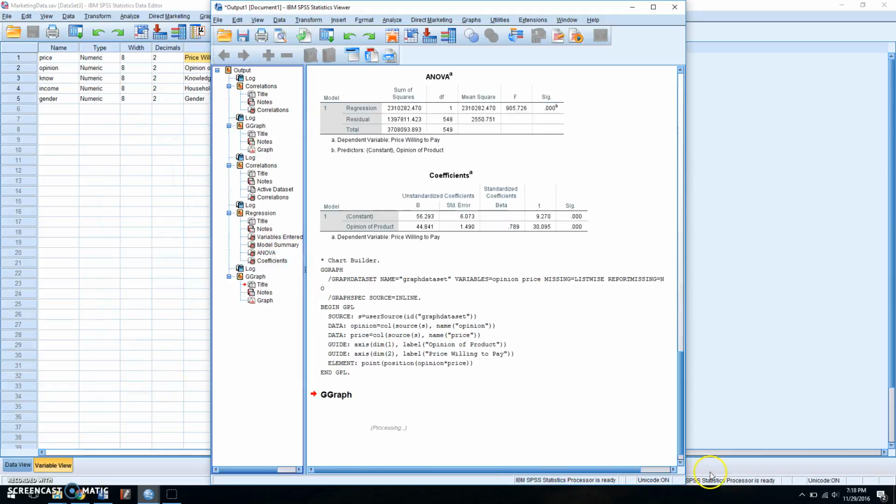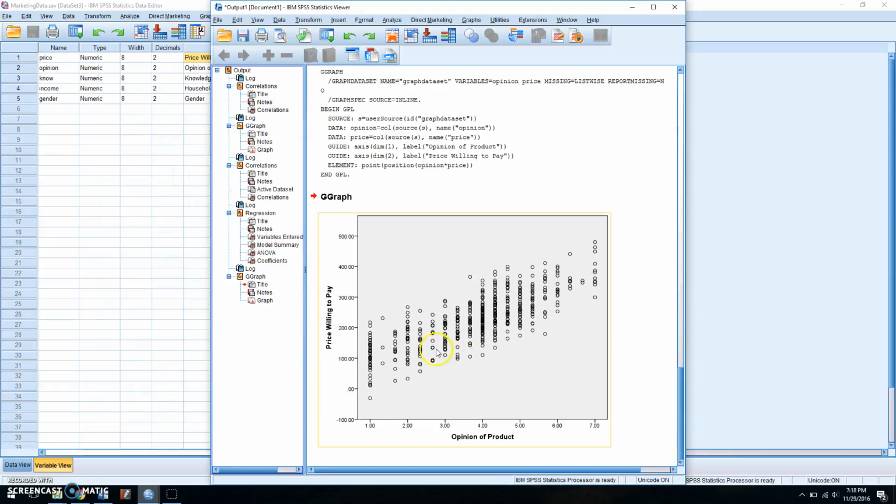And we click OK. And so we can see now, this couldn't be clearer. This is definitely a pretty strong correlation. You can see as opinion gets more positive, the price people are willing to pay goes up. Okay, there's a pretty clear pattern here. So this is 550 dots. Each one corresponds to a different person and their specific combination of the price they're willing to pay and the opinion they have of the product.